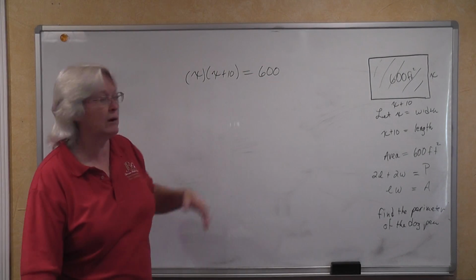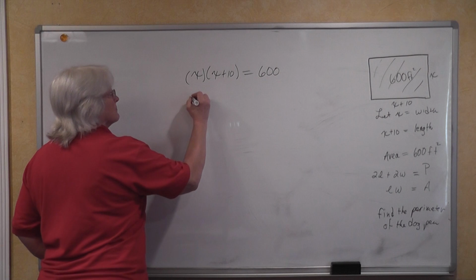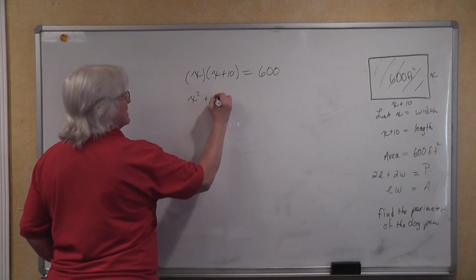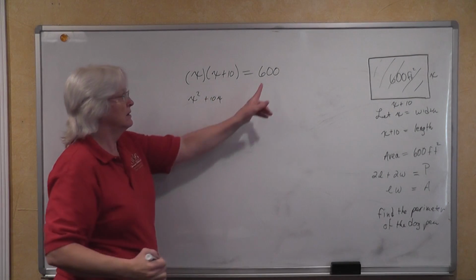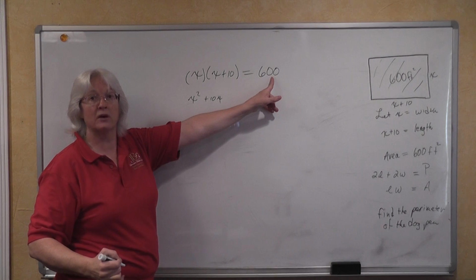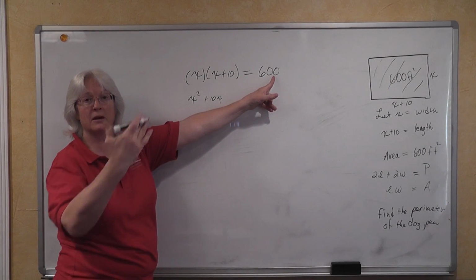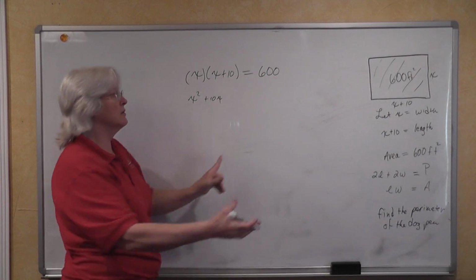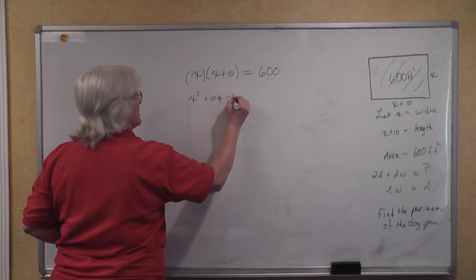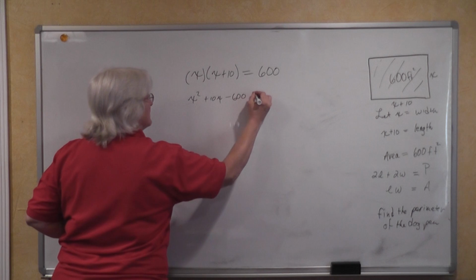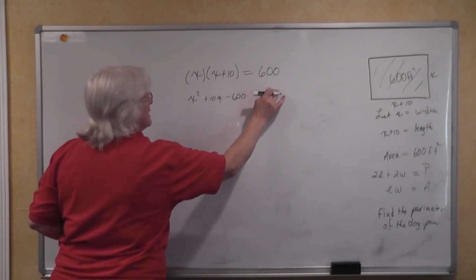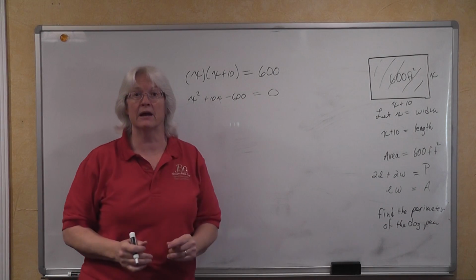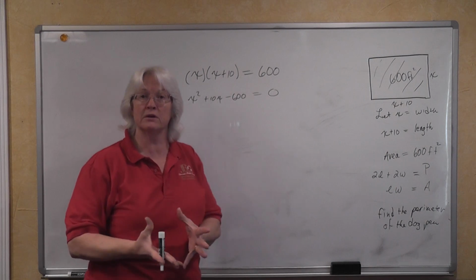What do we have to do now? We multiply. X squared plus 10x is equal to 600. We want to have this equation set up where the polynomial is on the left-hand side set equal to 0. So we're going to subtract 600 from both sides of the equation. And we end up with x squared plus 10x minus 600 is equal to 0.